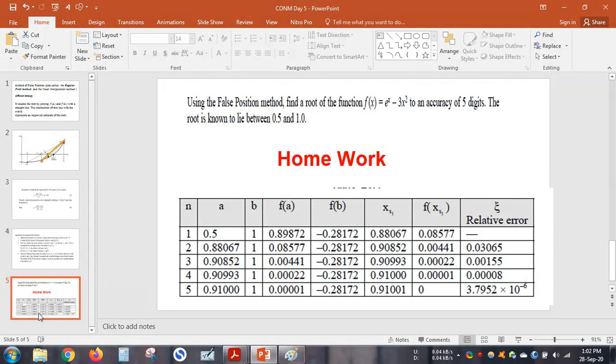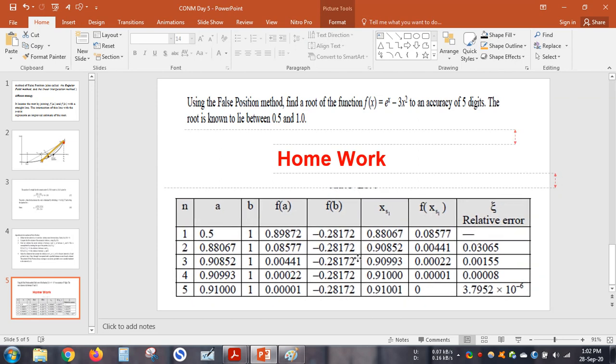So you have a homework. Use the false position method to find the solution of f of x equals e to the power x minus 3x squared, to 5 decimal places. This is the basic solution.